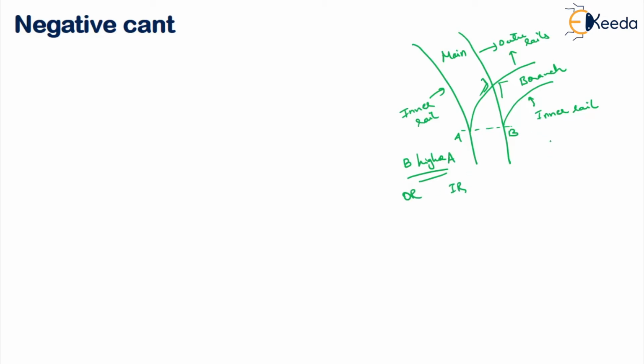Whereas when you go to the branch, what happens here? Which is the outer rail? A is the outer rail. So here A should be higher than B. This is the outer rail, and this has to be higher than B. Now if you observe, here B should be higher, whereas here A should be higher, right? So at this junction, there will be a problem. Already the main track is there, B is on a higher level, but for your branch track, you need A higher, but B is higher.